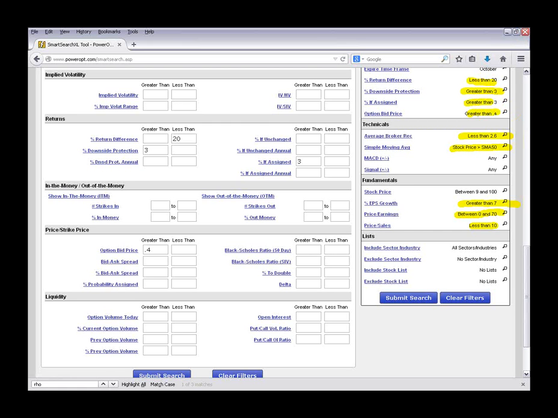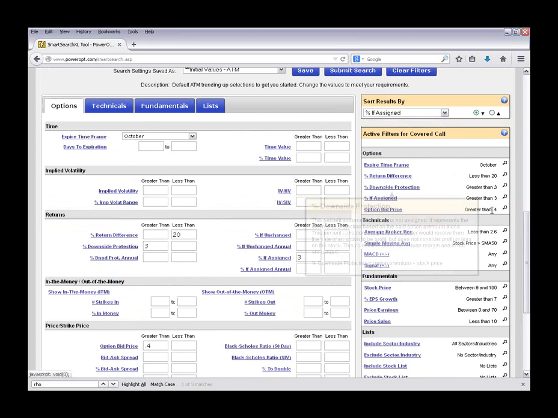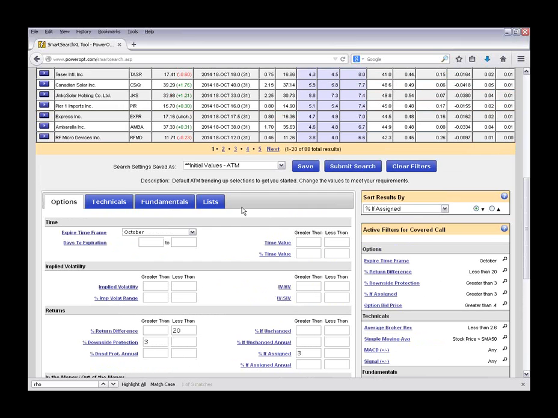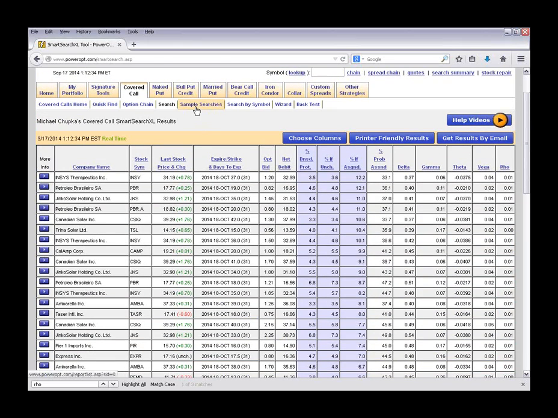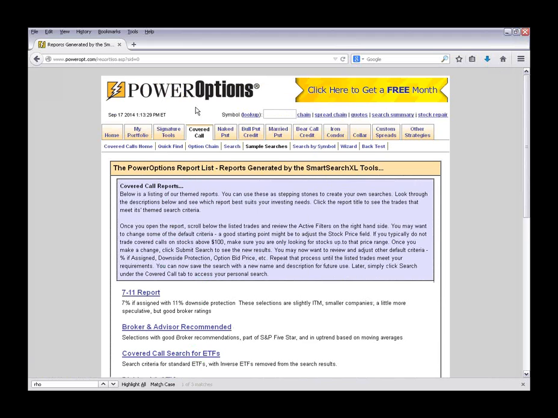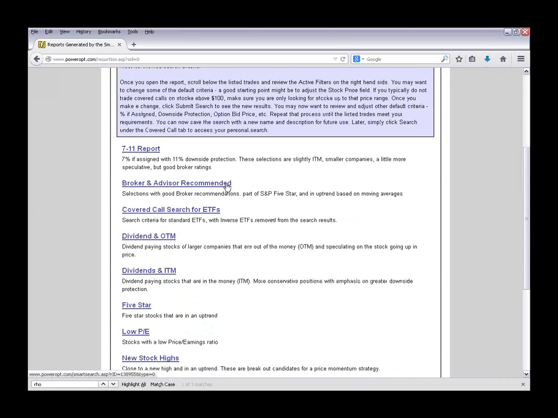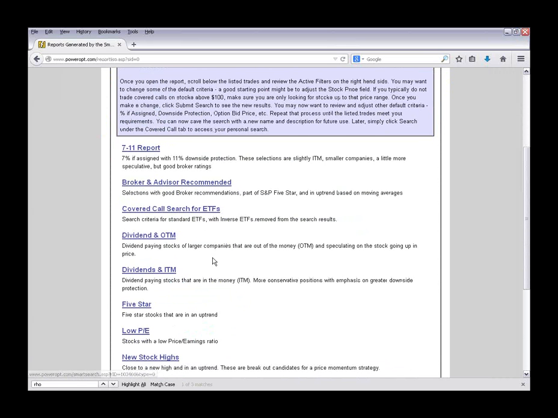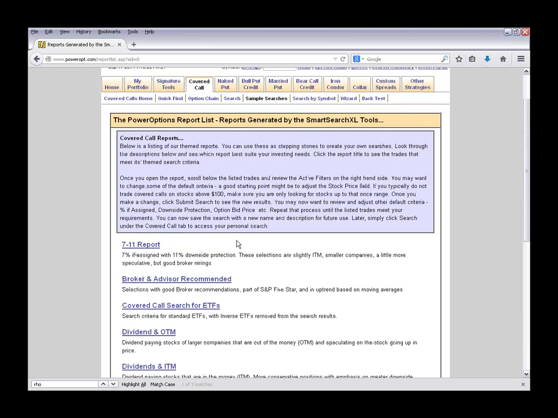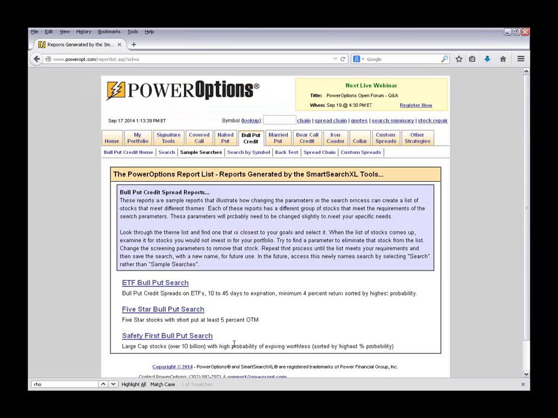Some of the liquidity is not there for the stock or for the options, but they're all things that you can enter in. But Francisco, at any time, if you ask what are your criteria that you would use for a bull put credit spread, a bear call credit spread, well, they're essentially the searches that are already available for you. Ernie and I created these default screens. Ernie mostly did the initial values, the ones here in the search. Every strategy also has a sample search menu that you can use. These are themed searches. So for covered calls, you have the broker recommended, covered call search for ETFs, new stock highs. And if we went, again, let's go back to bull put credit spread, and we looked at our sample searches.